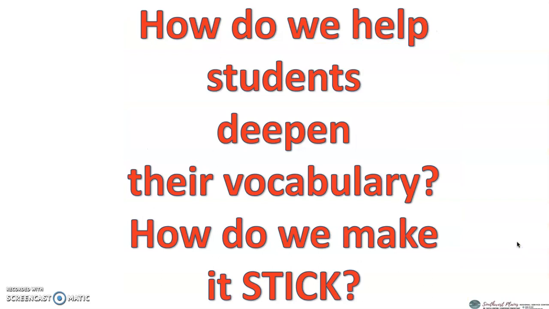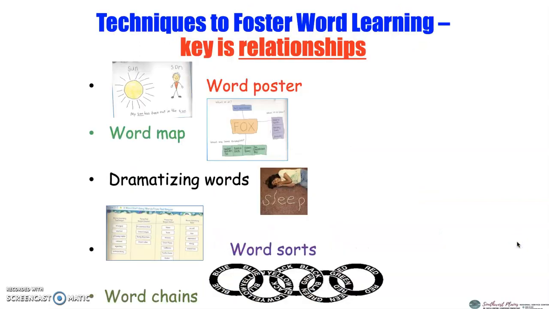But what are the best practices for how to make sure our students' learning is deep and not just surface? The answer to this question is the use of teaching techniques that foster an understanding of or a focus on word relationships. That is key. For example, some easy to implement techniques for relating words to other words or one idea to another idea include a word poster, a word map, the dramatization of words or ideas, word sorts, and word chains or a word continuum.